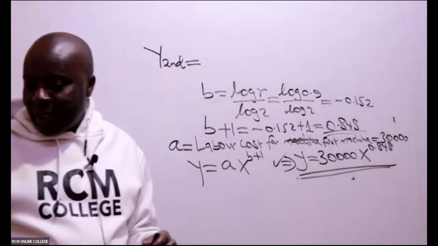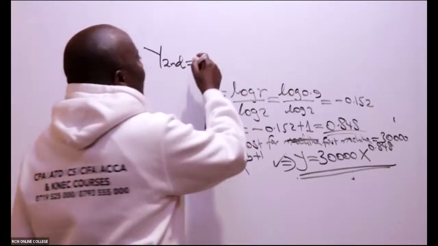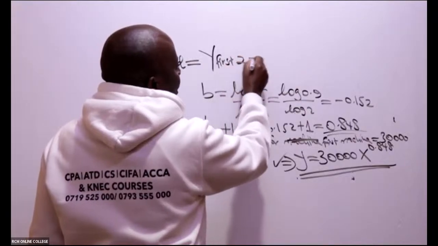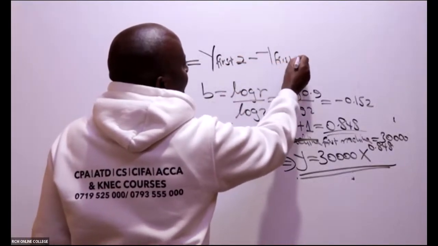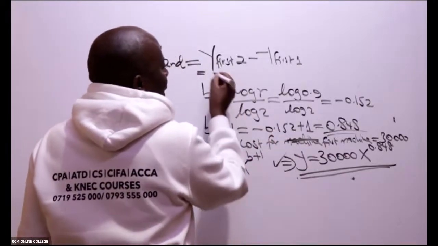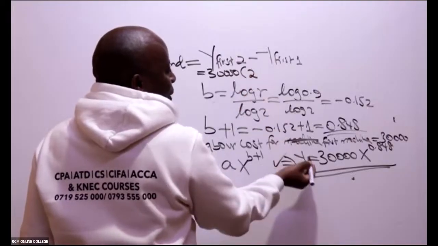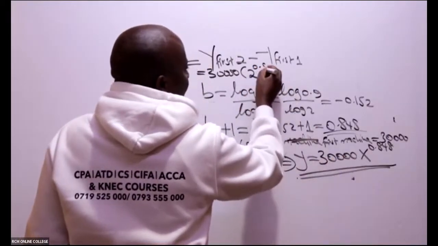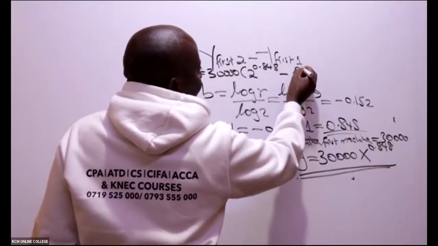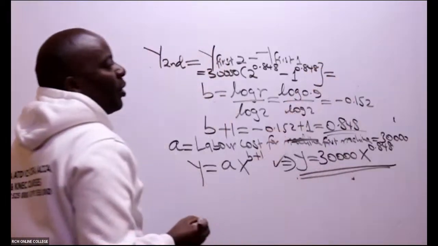Okeyo has told me, Mwalimu, this one is easy. Come and say y first 2 minus y first 1. Once you have done that, you have your equation here. Put A outside: 30,000 into 2 raised to 0.848 minus 1 raised to 0.848. So please go ahead and give me this labor cost.